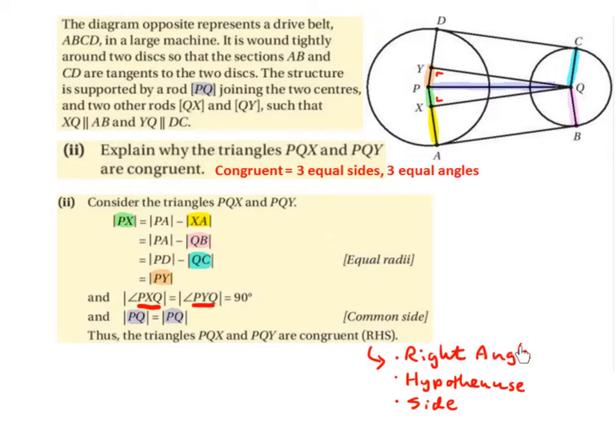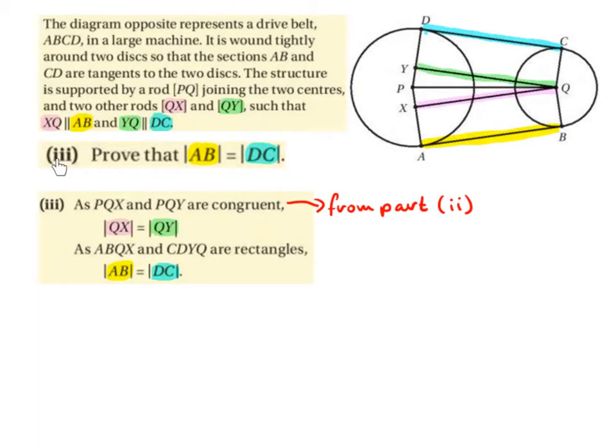So they both have a right angle. Both their hypotenuses are the same, so XQ is equal to YQ. And they also have an extra side that's the same, PX is equal to YP. So since we've proven RHS, we know that the two triangles are congruent. Remember, other ways that we can show congruency is ASA, angle side angle, SAS, side angle side, and SSS, side side side. Part 3, prove that AB is equal to DC.